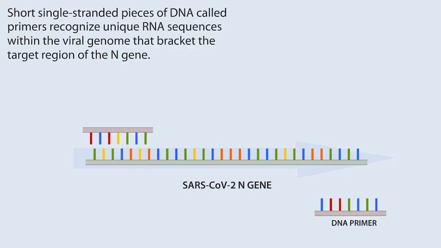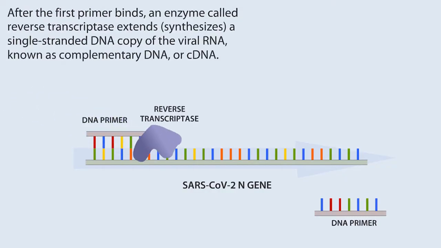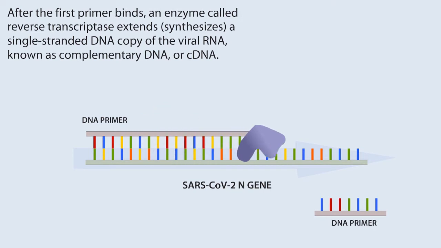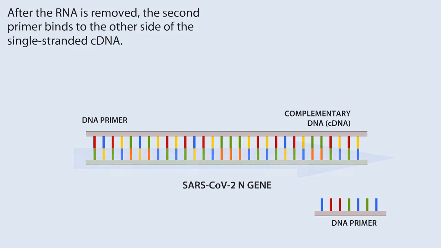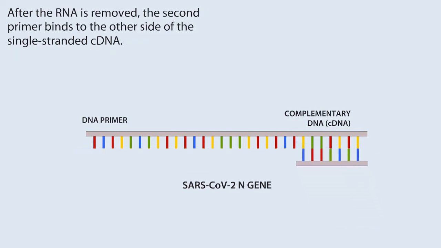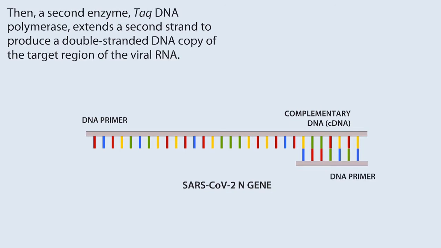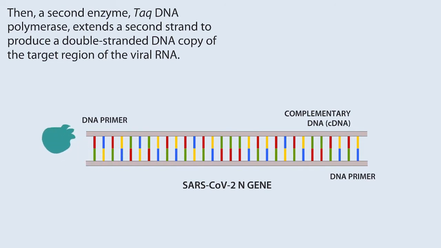After the first primer binds, an enzyme called reverse transcriptase extends it, synthesizing a single-stranded DNA copy of the viral RNA, known as complementary DNA or cDNA. After the RNA is removed, the second primer binds to the other side of the single-stranded complementary DNA. Then a second enzyme, Taq DNA polymerase, extends a second strand to produce a double-stranded DNA copy of the target region of the viral RNA.